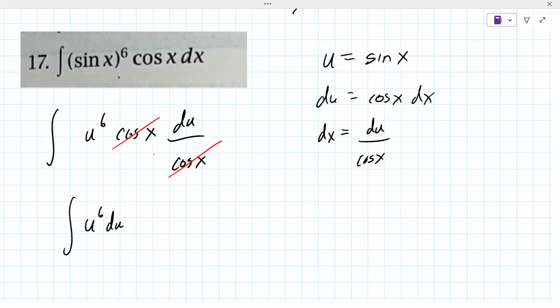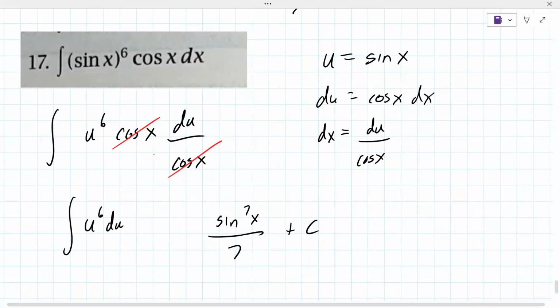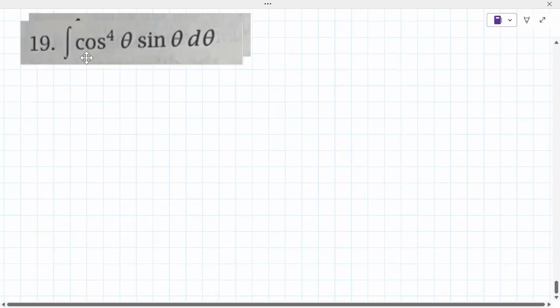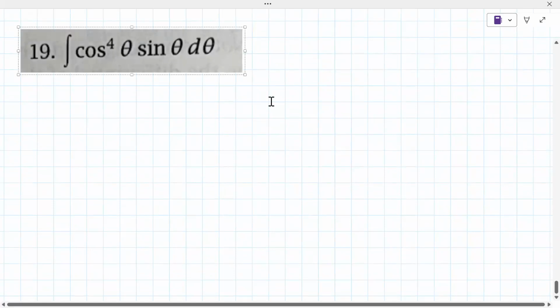So it ends up just being sine x to the power of 7 over 7 plus c. Remember plus c. You might see it written this way where the seven's there. All right, so why don't you try 19 on your own? If you need a hint, I will hint or rewrite it to maybe show what the u substitution should be. Use cosine theta, right? Yes.